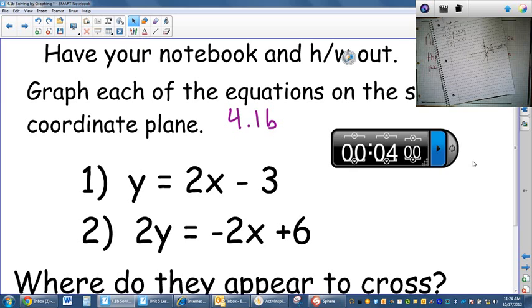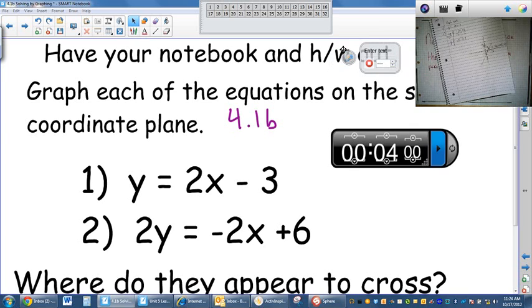I'm going to open your clickers up, and I'd like you to tell me where you think the lines intersect. I can tell you that they intersect at a point, at integers, not fractions or decimals. So we need to get that y going up from y, so it's not 2y, it's y, right?